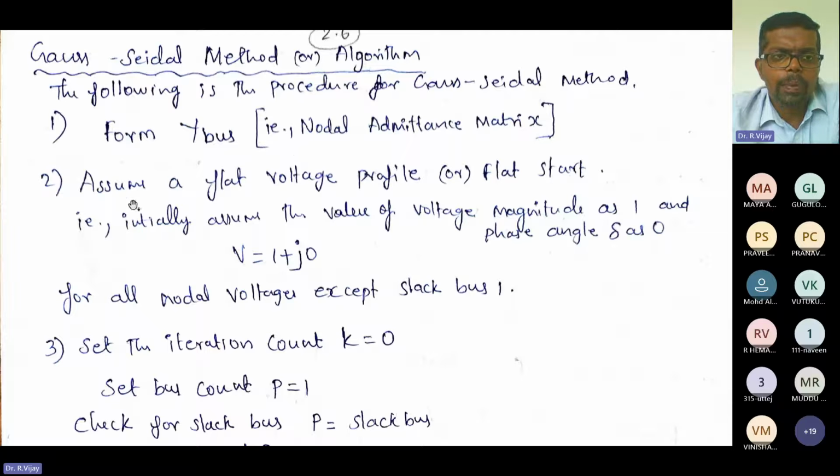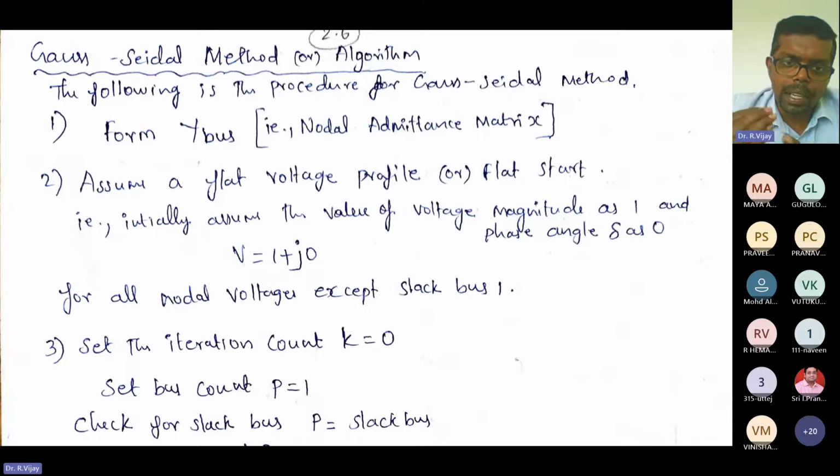The second step, you need to assume the flat voltage profile, or otherwise we can call it a flat start. That is, initially assume the voltage magnitude as 1 at a phase angle of 0, that is V equals 1 plus J0. That means you are sending full power. Say, for example, your generator size is 11 kilovolt or 25 kilovolt. By default, you are sending the full power.